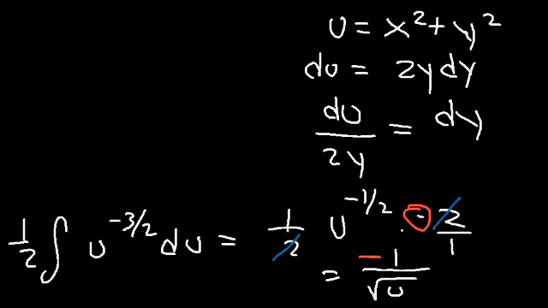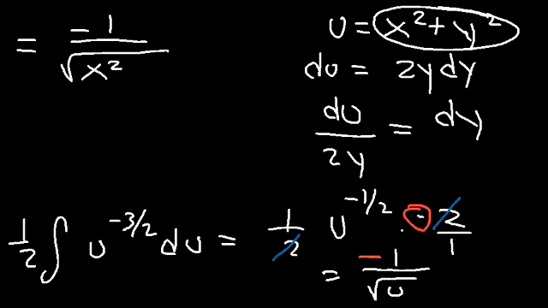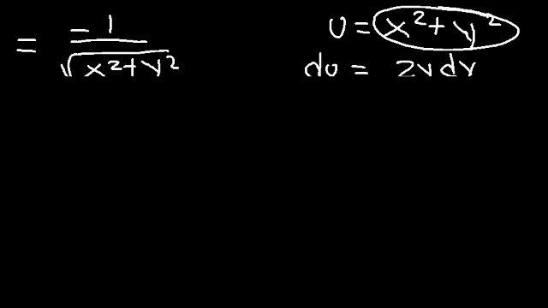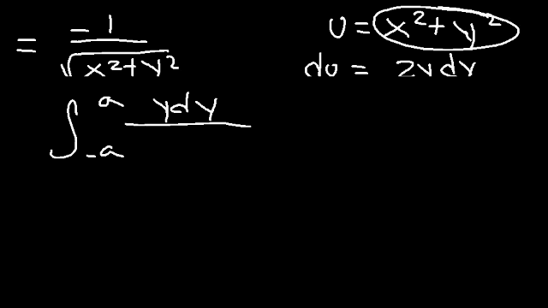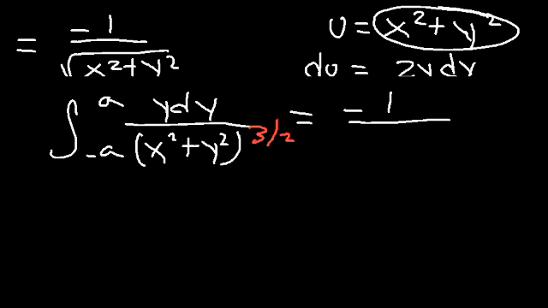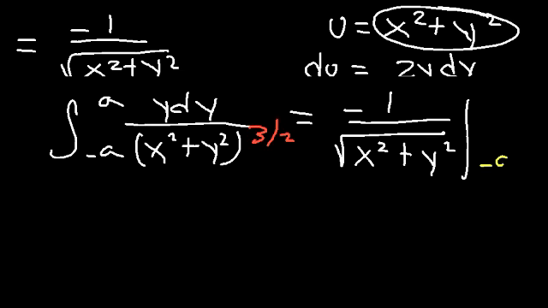Now at this point, let's replace u with x squared plus y squared. So this is equal to negative 1 over the square root of x squared plus y squared. So therefore, the integral from negative a to a of y dy divided by x squared plus y squared to the 3/2, all of that is equal to negative 1 over the square root of x squared plus y squared, evaluated from negative a to a. So x is the constant and y is the variable.